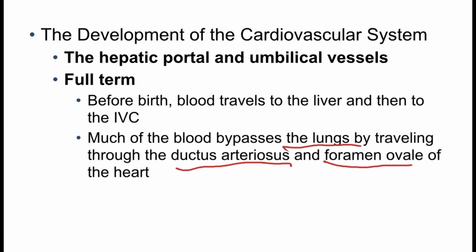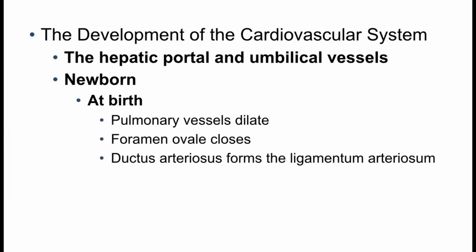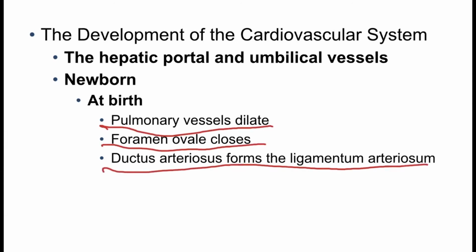You don't want the blood going to the lungs until after birth, when they have air. So at birth, those two bypasses shut, the pulmonary vessels dilate, the foramen ovale closes, the ductus arteriosus forms a ligamentum arteriosum. They close, and the pulmonary vessels dilate. So now blood being pumped from the heart goes into the lungs, and the baby takes its first breath.